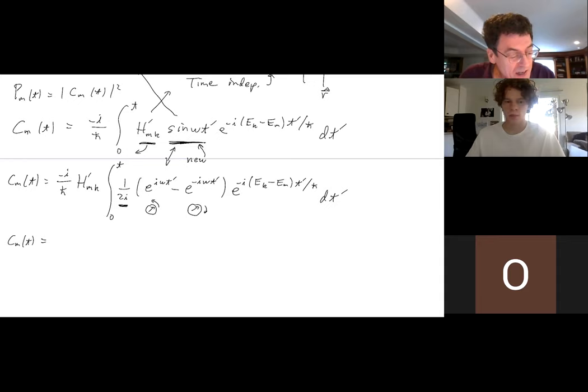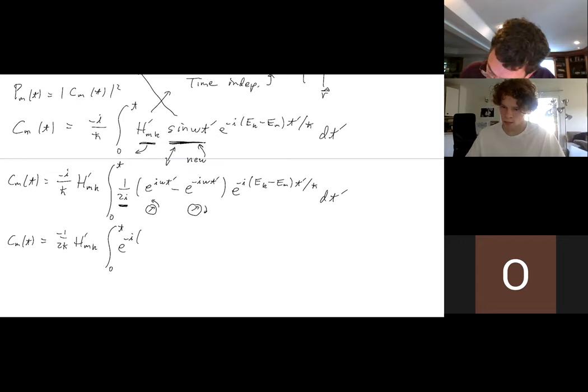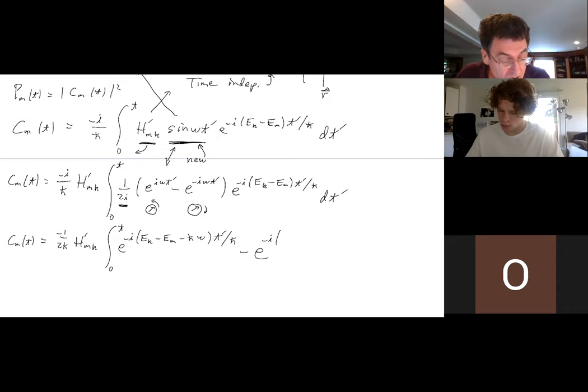All right, so let's multiply it out. And then I have negative 1 over 2 h bar, h prime mk, integral from 0 to t. We'll just multiply out: e to the negative i (Ek minus Em minus h bar omega) t prime over h bar, minus e to the negative i (Ek minus Em plus h bar omega) t prime over h bar, d t prime.